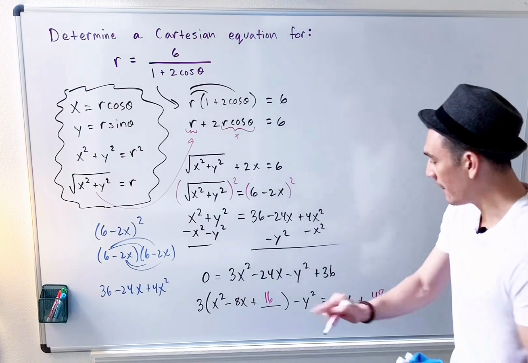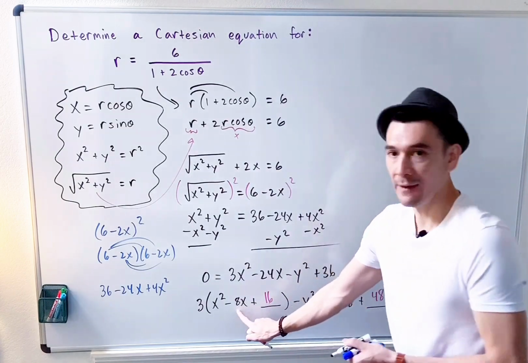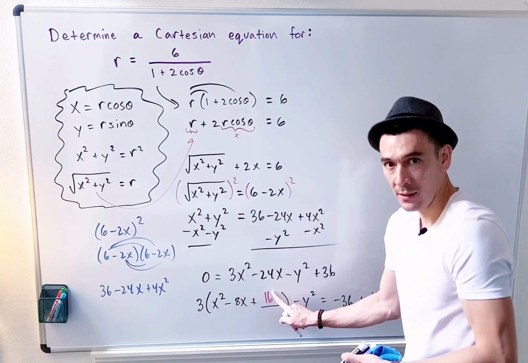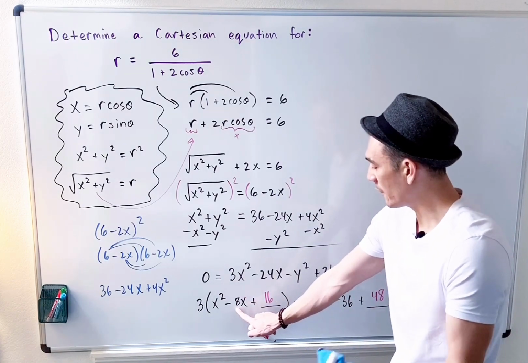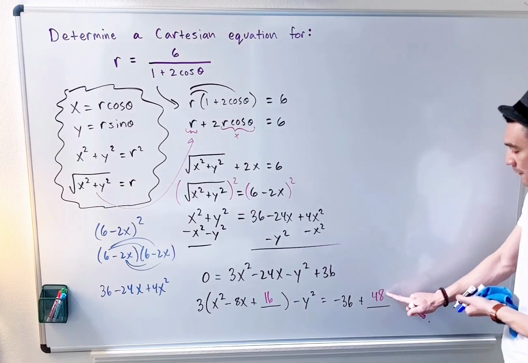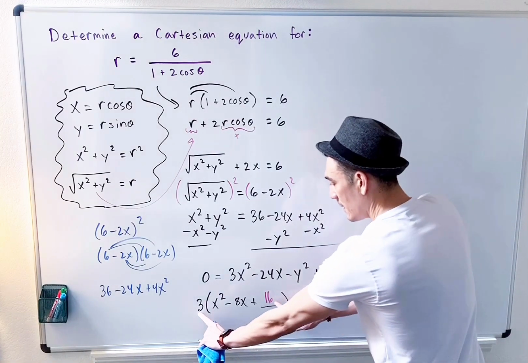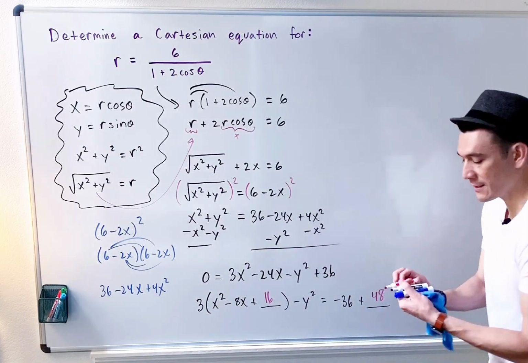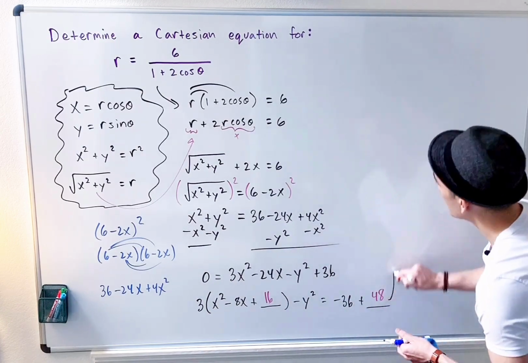Now, first of all, how did I get 16? You have to take half of this number, square it, and that's what goes in here. So half of 8 is 4, 4 squared is 16. How come I put a 48? Because this 16 is actually really a positive 48, and you balance it onto this side. So now, let me go up here.